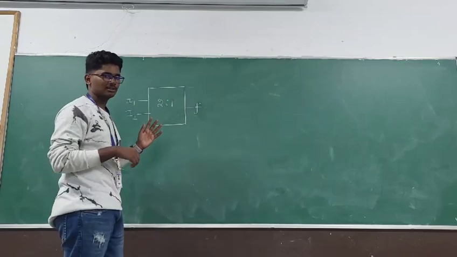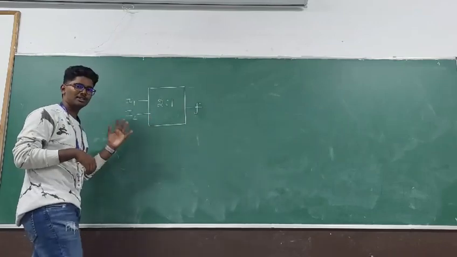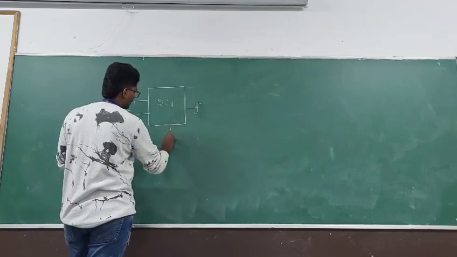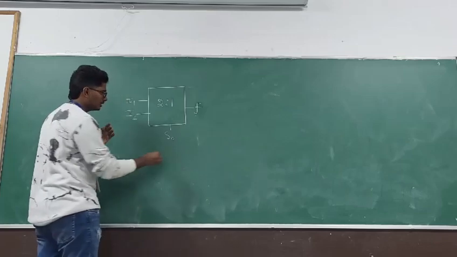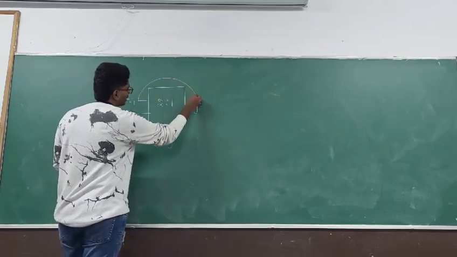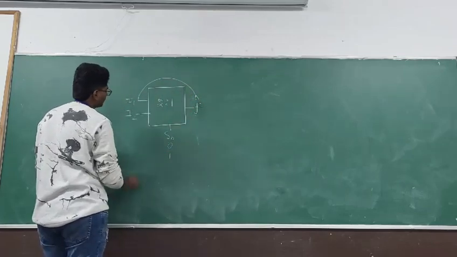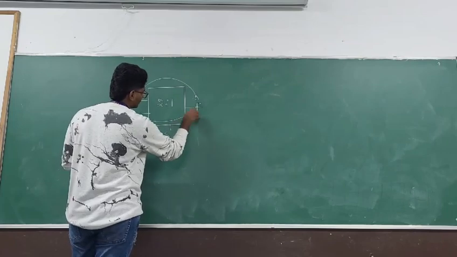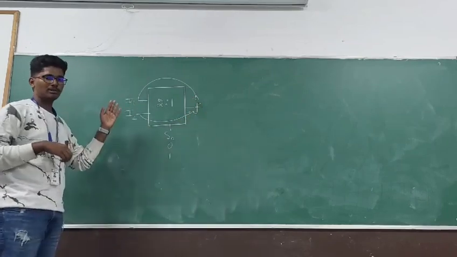2 is to 1 multiplexer. So in 2 is to 1 multiplexer, it is very simple. There will be only one select line, that is S0. If we send 0, then input 1 will be selected as output. If I send 1, then input 2 will be selected as output. So it is 2 is to 1 multiplexer.